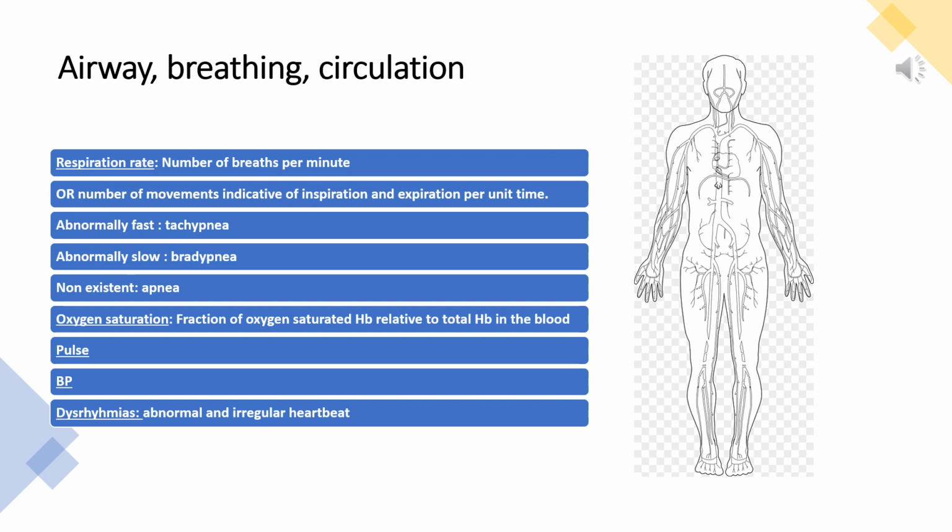Now what is respiration rate? Respiration rate is the number of breaths per minute, or we can say the number of movements indicative of inspiration and expiration per unit time. And oxygen saturation is the fraction of oxygen saturated hemoglobin relative to the total hemoglobin in the blood. And after this we will check pulse, BP and dysrhythmias, that is the abnormal and irregular heartbeat.